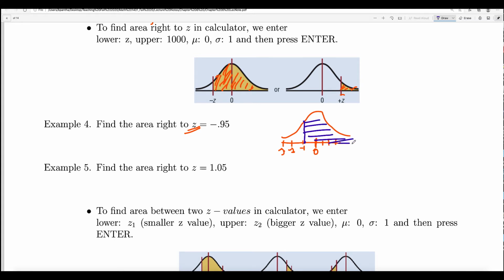Since it keeps going on the right, for this shaded region the left bound is negative 0.95. This is negative 0.95, and the right bound may be somewhere here. You can use positive 10 to the 10. Then you will be able to find the area. Okay, let's do that in the calculator.